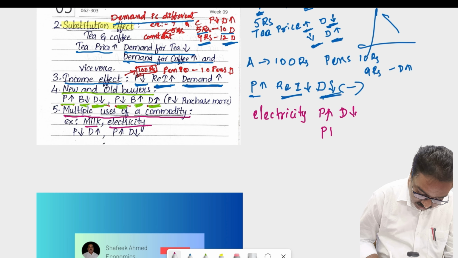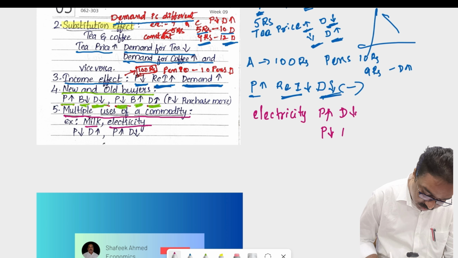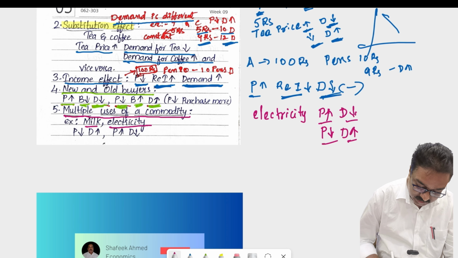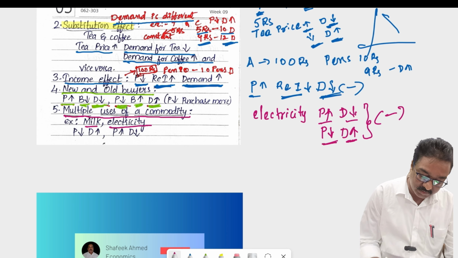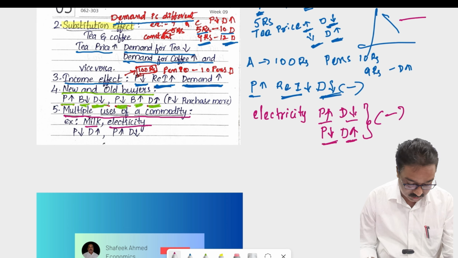When the electricity price decreases, the cost is very low, so we use it for all uses, and so the demand also increases. Price increases, demand will decrease. Price decreases, demand will increase. So that's why there is a negative relationship. That's why the demand curve goes from left to right, downwards. Are you correct or not?